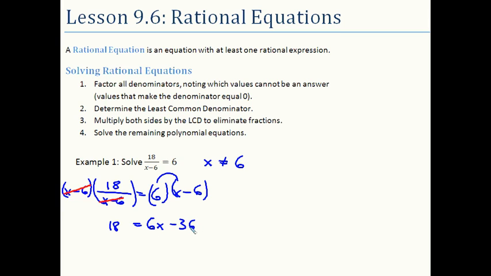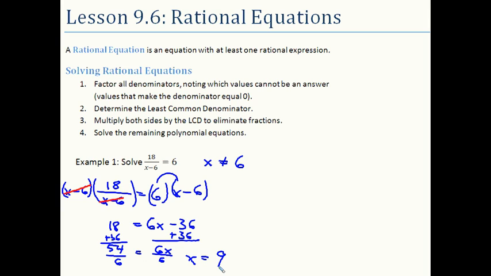And we're just going to solve this. We'll add 36 to both sides. We get 6x equals 54. And lastly, we'll divide both sides by 6, which gets us x is equal to 9.